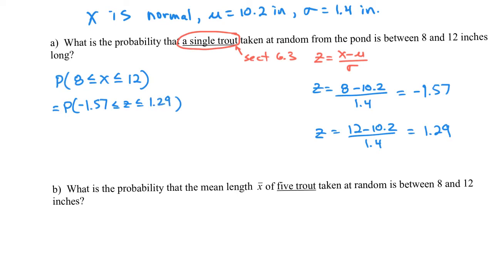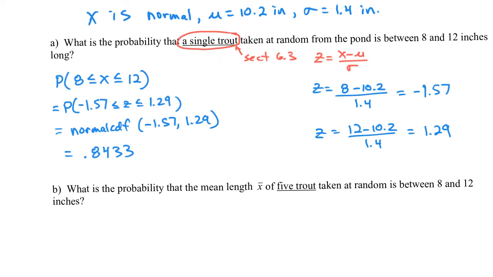Then to figure this out, we go to our calculator, normal CDF, negative 1.57, 1.29. That will give us roughly 0.8433. So what that's saying is, what is the probability that a single trout taken at random from the pond is between 8 and 12 inches? Pretty good chance of that, about an 84% chance. And this is nothing new here. We already know how to do this. This is a section 6.3 question.